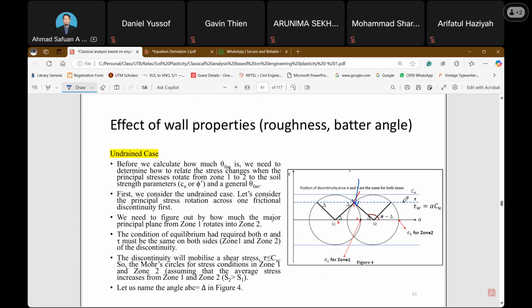Then S1 is considered as zone 1, and S2 is considered as zone 2, where sigma 1, which is the maximum effective vertical stress, for zone 1 is located at A, and the same goes for sigma 1 for zone 2, where the maximum is at the edge of the Mohr-Coulomb circle number 2.